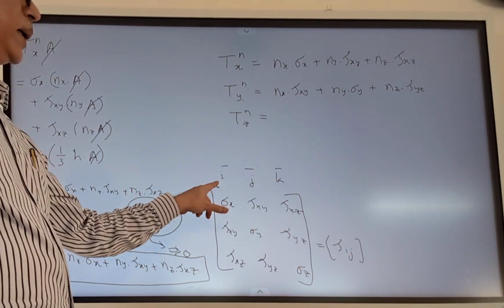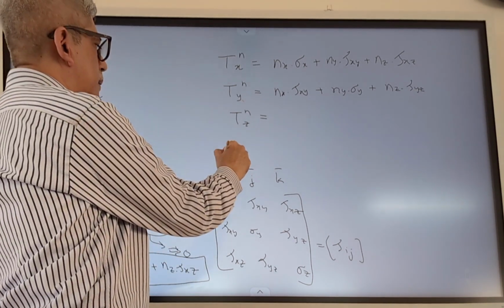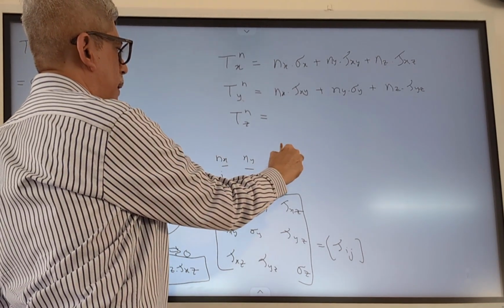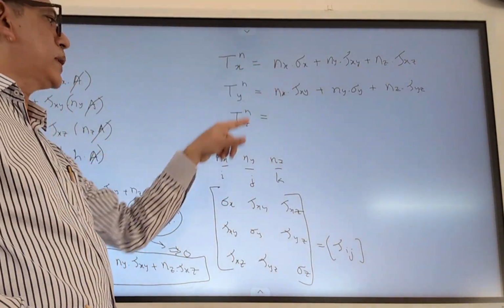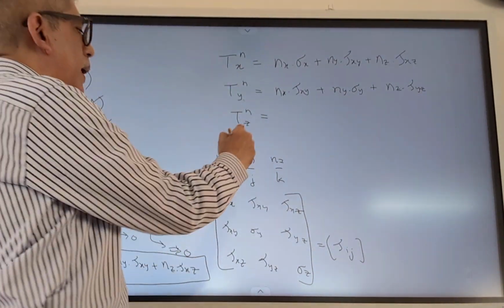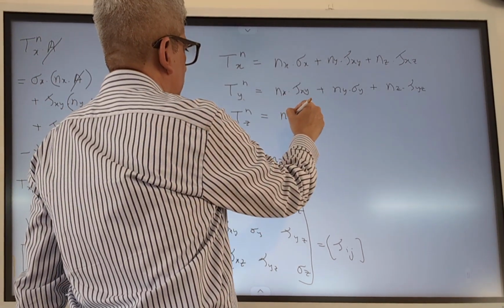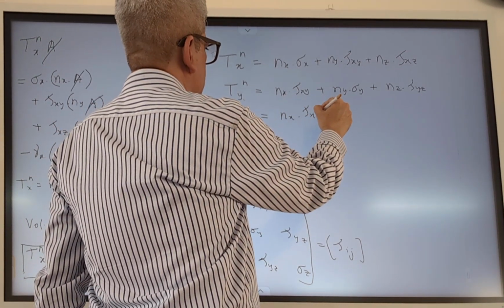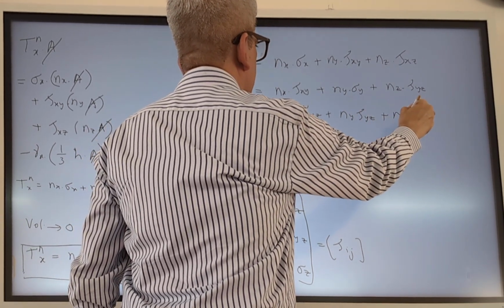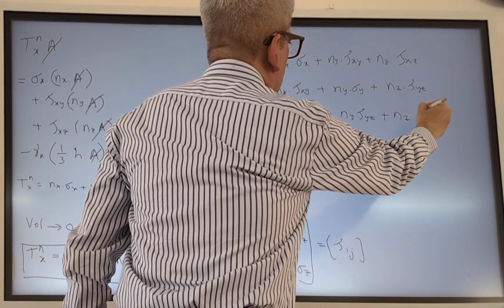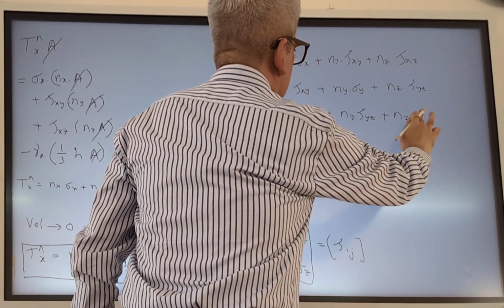What you see here is simply that you consider nx here, ny here, and nz here. Just multiply this to this, this to this, this to this. You get the first equation, second equation, and the third equation would be nx into tau xz plus ny into tau yz plus nz into sigma z.